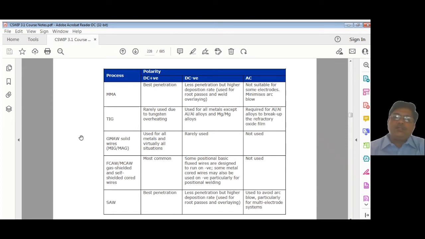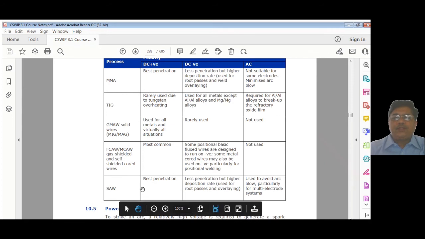So the most common is DC positive, but some proportional basic flux wires are designed to run on negative also. Some metal core wires may also be used on negative, particularly for positional welding. So depending on the position, sometimes the welder may put it in negative mode and use it.